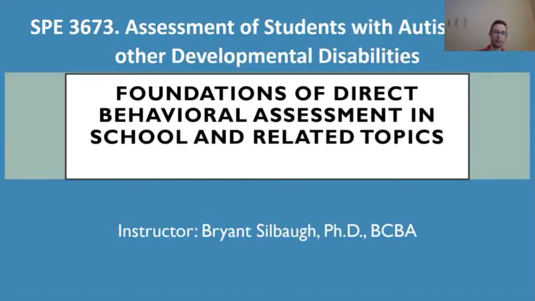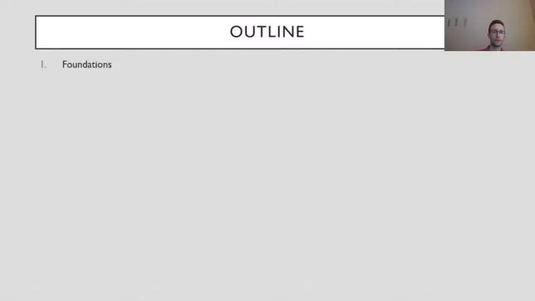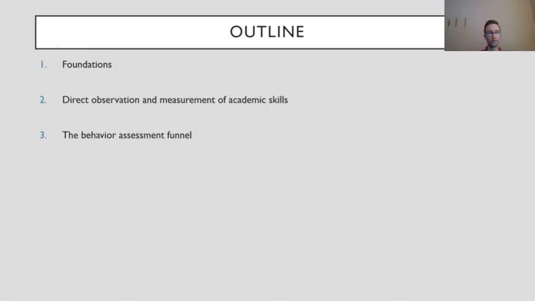And so let's proceed with our outline. And so the outline today is that we're going to cover the foundations first. And then we're going to talk about direct observation and measurement of academic skills. And then I'm going to introduce you to the behavior assessment funnel. Now, if you took 3633 classroom management with me, or someone else who's taught the course with my curriculum, then you would have been exposed to the behavioral assessment quasi-funnel, which describes the process of functional behavior assessment as it pertains to challenging behavior.